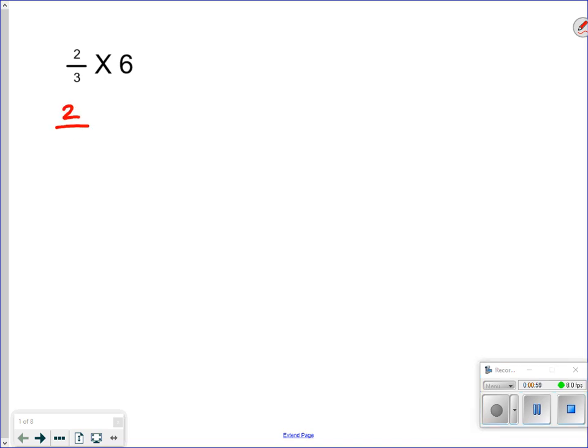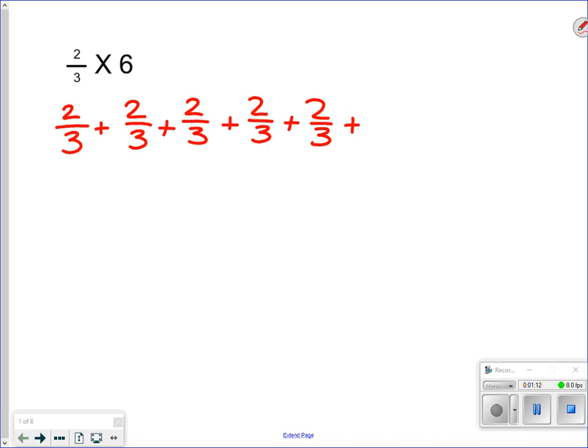So, there's 1. There's 2. There's 3. There's 4. There's 5. And there's 6. It's not the quickest way to do it, but it is a way to do it. That was great. Do I add my denominators?